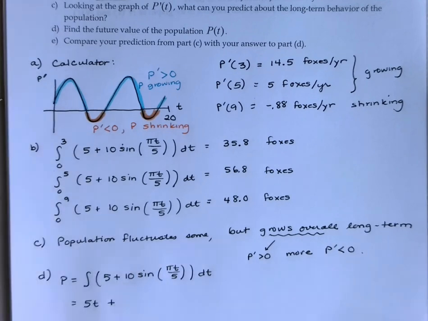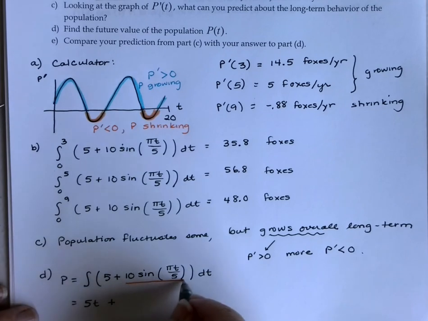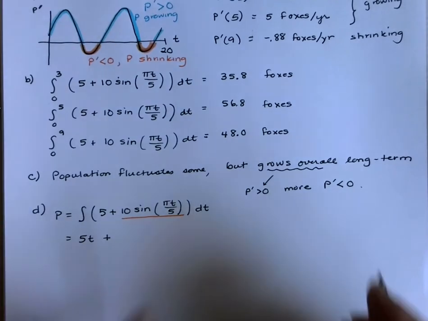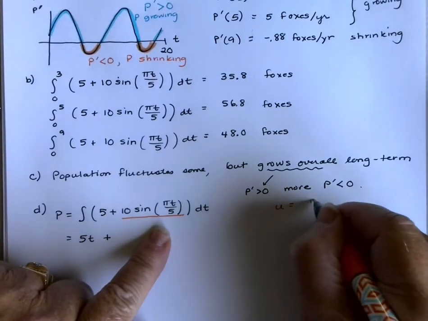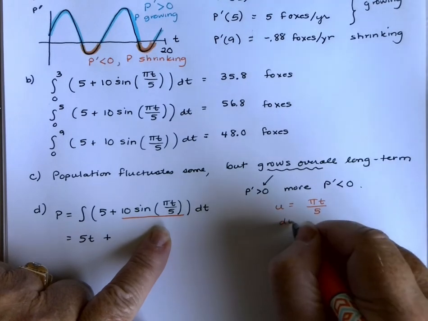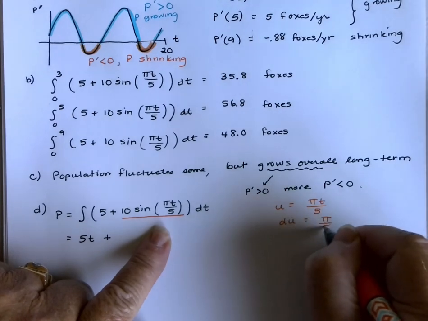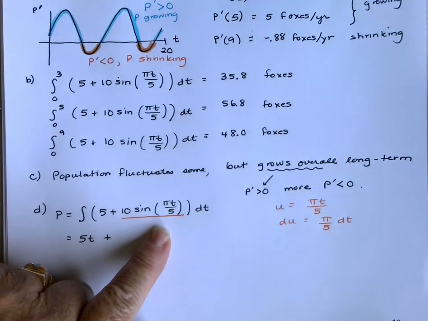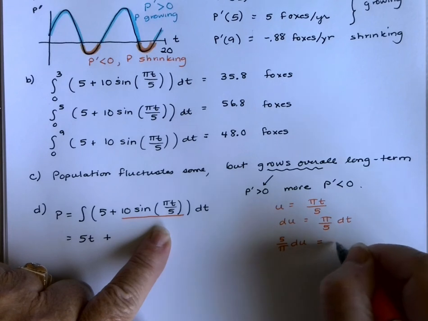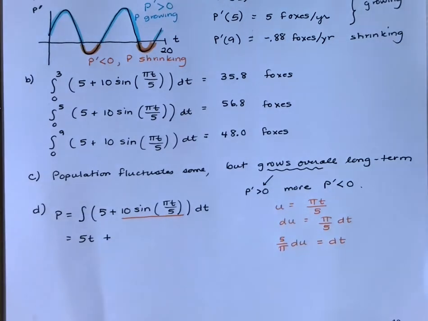And then I'm going to concentrate on just this part to do a little bit of a u substitution here. We would have u equal to pi t over 5. So du would be pi fifths dt, and 5 over pi du would equal dt.